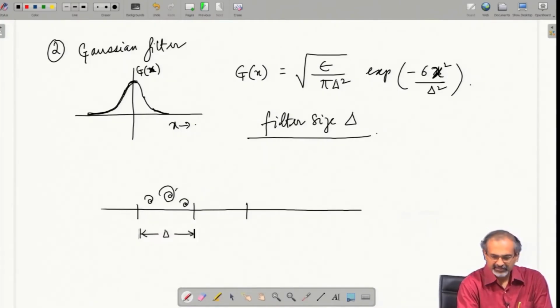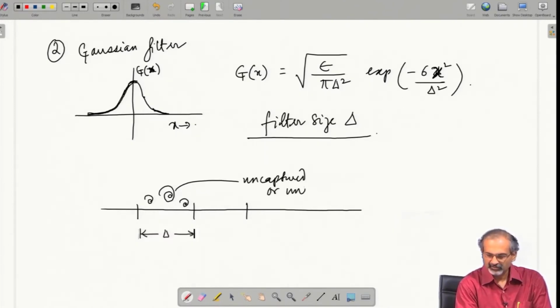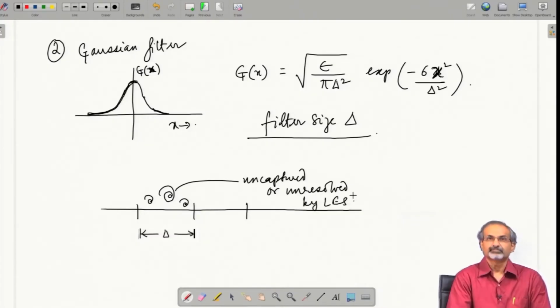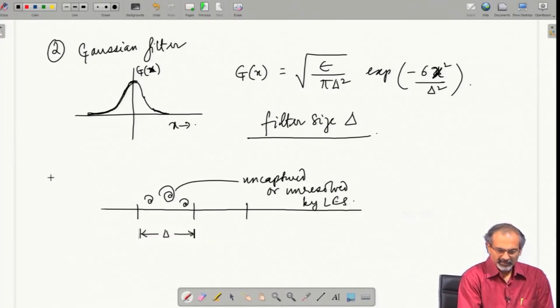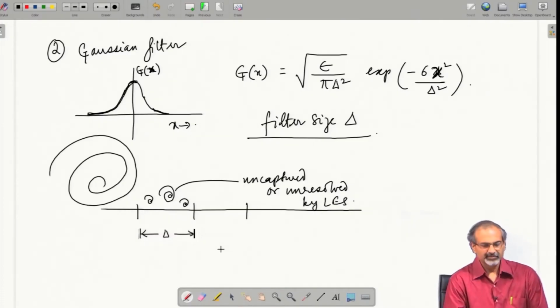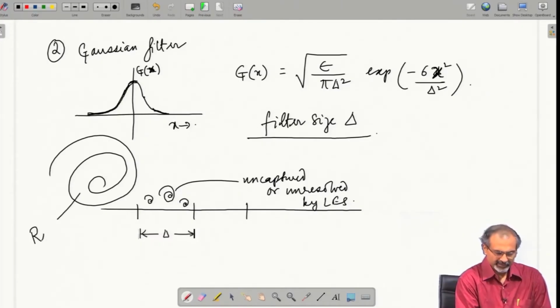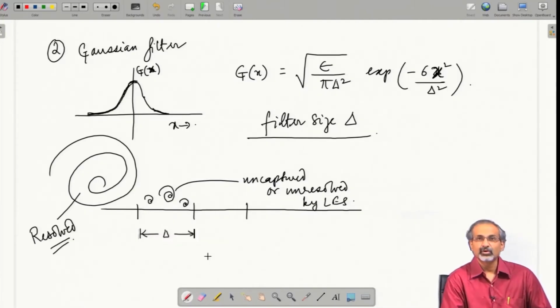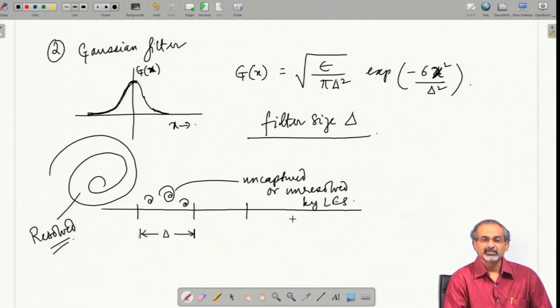That means, it is uncaptured or unresolved by LES. Any larger structure compared to delta would get directly resolved in LES or directly captured, because there is no averaging that you are applying which will smooth out the effects, unlike what we did in the RANS approach. We did time averaging which would do some kind of a smoothing.